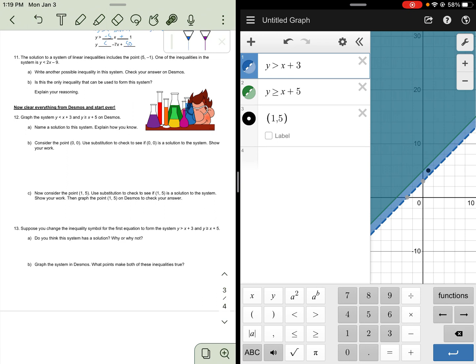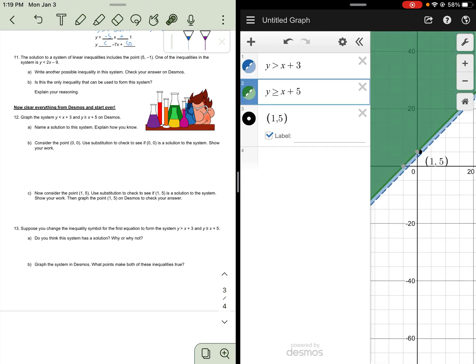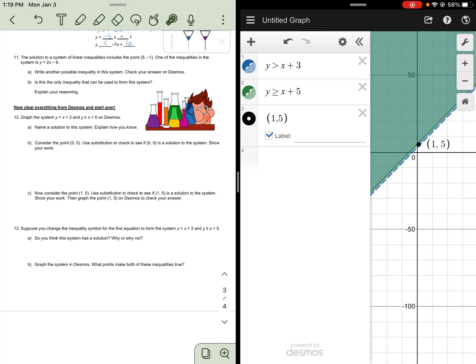Well, yeah, it has a solution. Not the point that's on there. The point 1, 5 is still not a solution because it's only in the blue. It's not above the green line. But everywhere where that dark shaded region is a solution to the system.